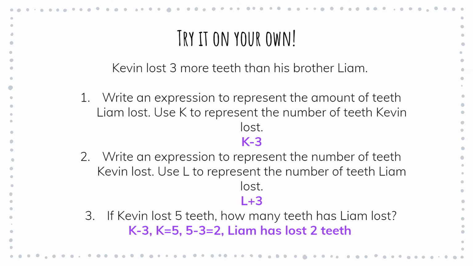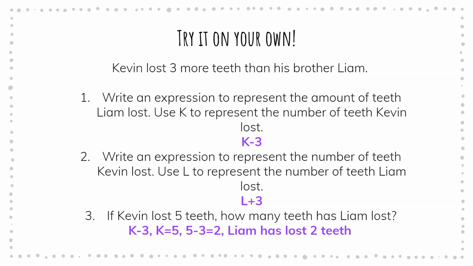And then write an expression to represent the number of teeth Kevin lost. Use L to represent the number of teeth Liam lost. So again, we know Kevin will always have 3 more teeth than his brother, Liam. So then Liam will be represented as L plus 3 because Kevin has 3 more, and then that will give us the answer of the amount of teeth that Kevin had lost. So now that we have those 2 expressions, we can use that to help us answer the question for number 3.